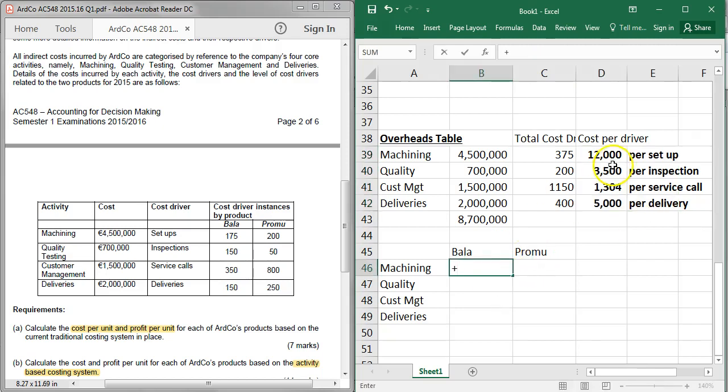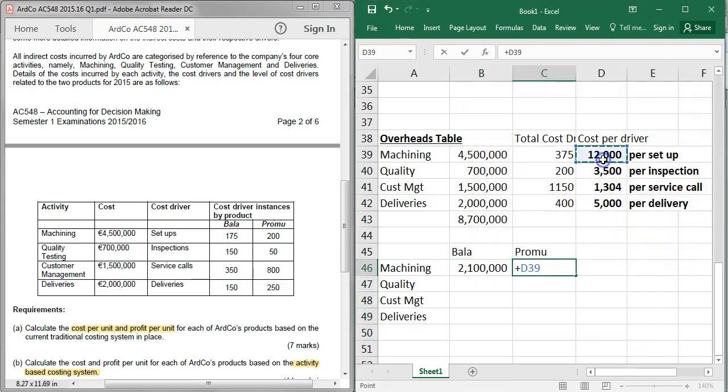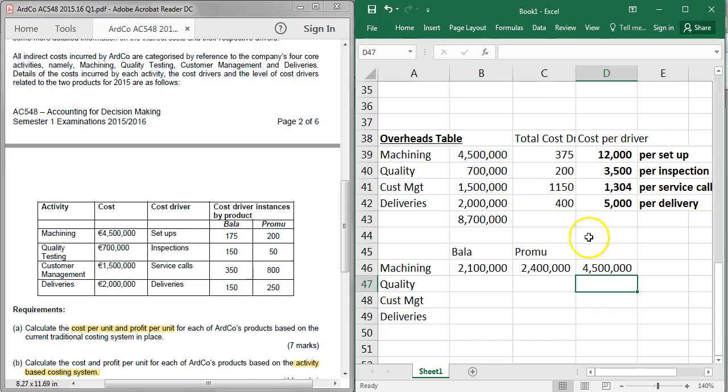So for Bala, it's 12,000 per setup times 175 setups. So they're getting allocated 2.1 million. Just tidy those up. And promo, we're getting allocated 12,000 times 200. So when you add them up, you know you're right because you've allocated the full amount. You have to check that. Because there's only 2 products in the whole business, you have to allocate the full one out.